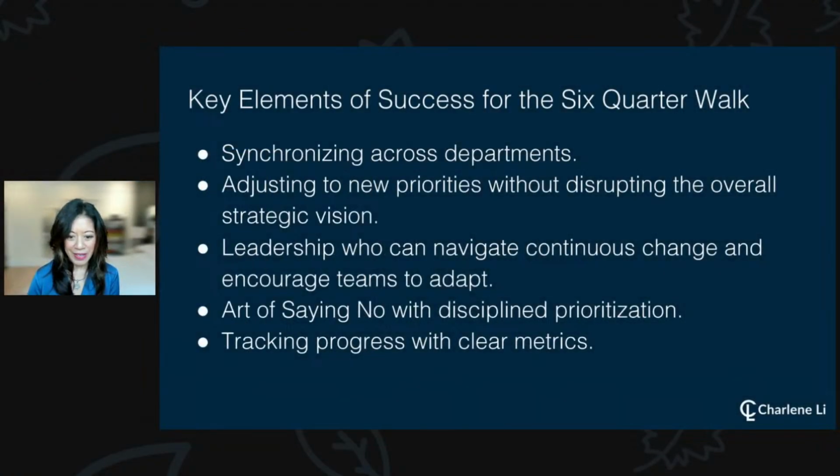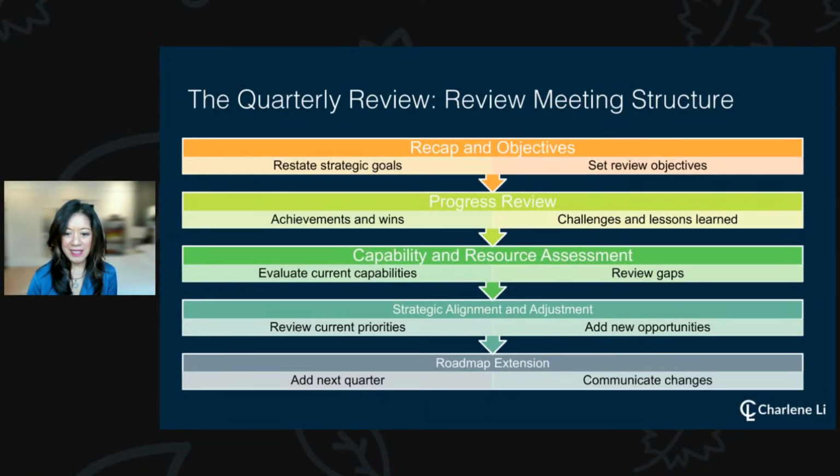So I just want to take a moment here and do a bit of a review, because that is really hard to do, what I just talked about. This whole 6 quarter walk, this quarterly review meeting, is not something that you're used to doing. And just the fact that this one important step, the strategic alignment around reviewing the current priorities and adding new opportunities, is a very important step where you're saying, okay, here are all the things we want to accomplish. Now we have to choose.